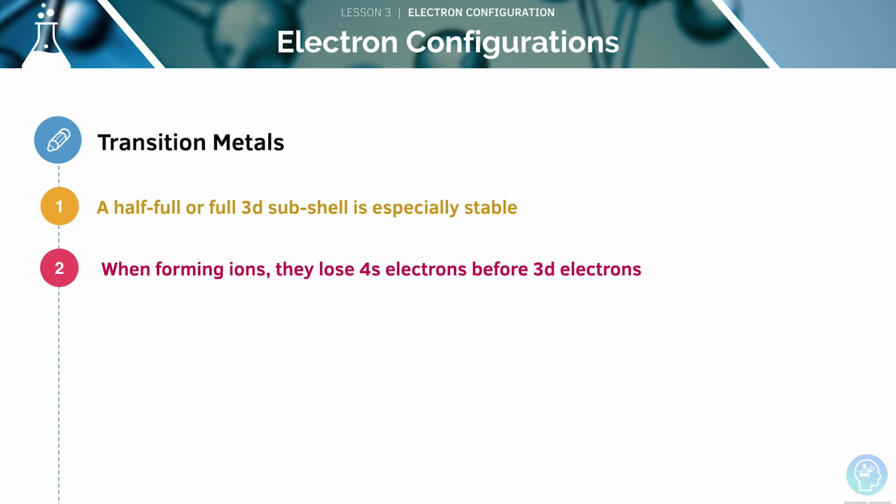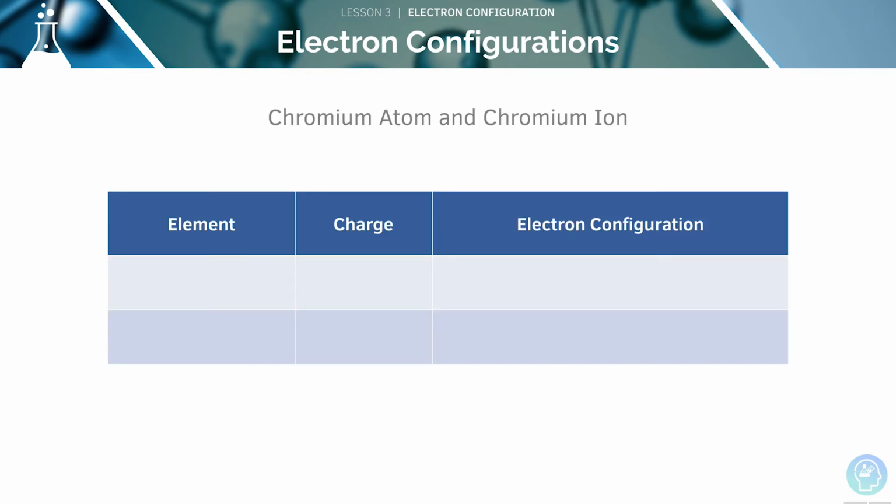Usually, when atoms form ions, they lose electrons from the 3d subshell first, and then the 4s subshell, as the 3d subshell is at a higher energy level. However, transition metals will lose electrons from the 4s shell first.